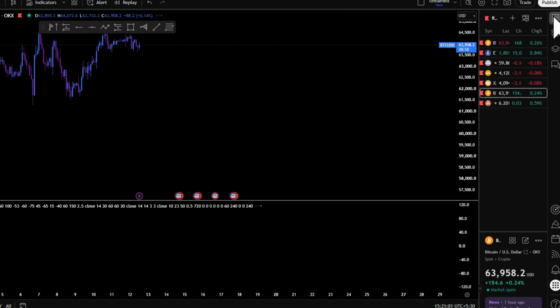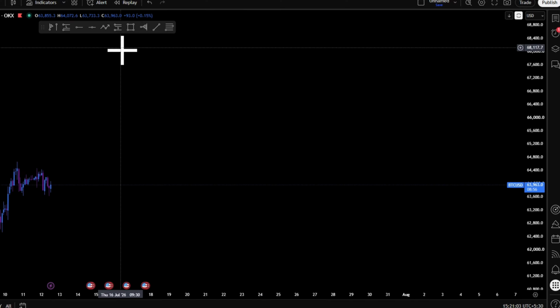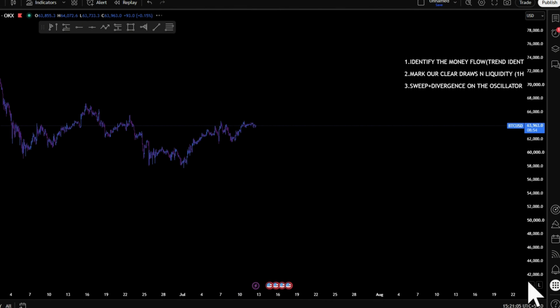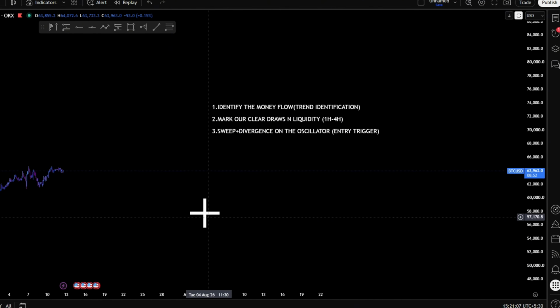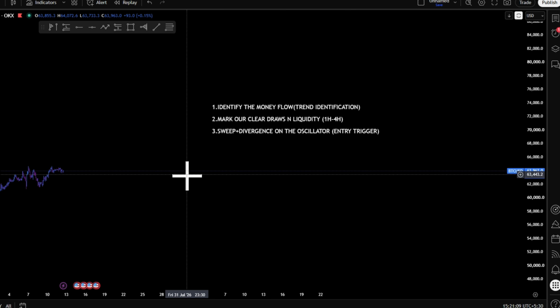Alright, so now have a look at the charts on my screen. What you see now is the exact framework I personally use to find high probability setups, and there's nothing overly complicated or filled with dozens of indicators, because the goal should always be to keep trading as simple and repeatable as possible in the long run. Let me now show you exactly how I identified that setup step by step.